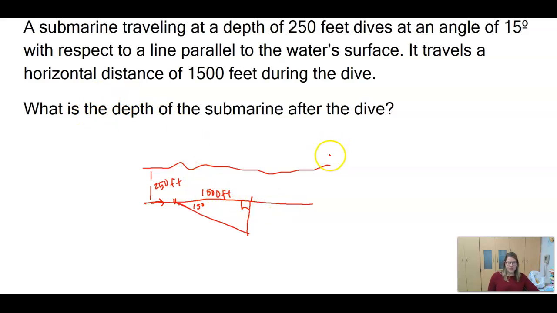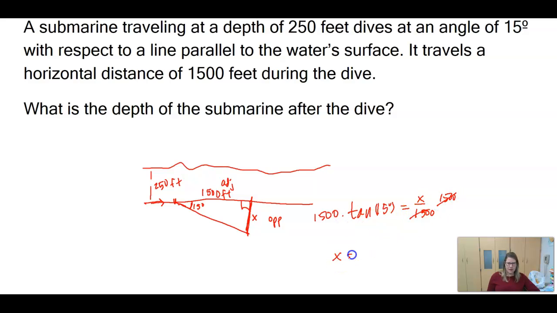What is the depth of the submarine after the dive? So we need to find x here, which would be this depth here, but then we'll also need to add this 250 feet because it was already 250 feet down when it started diving. So here's my angle. Here is 15 degrees. This would be the opposite side, and this is the adjacent side. So we're going to use tangent of 15 degrees equals x over 1,500. In order to solve this, I need to multiply both sides by 1,500.